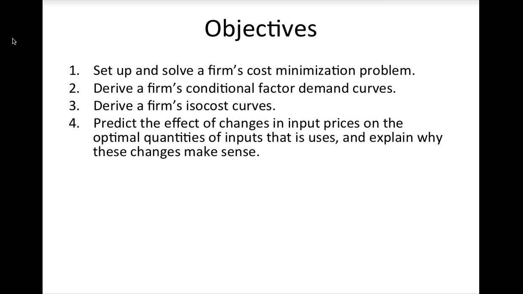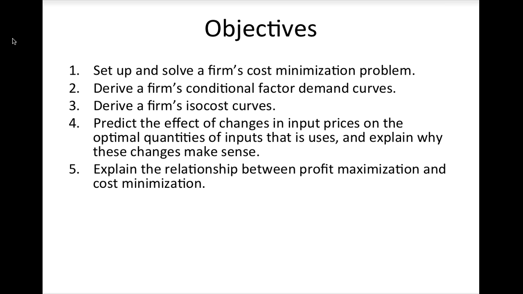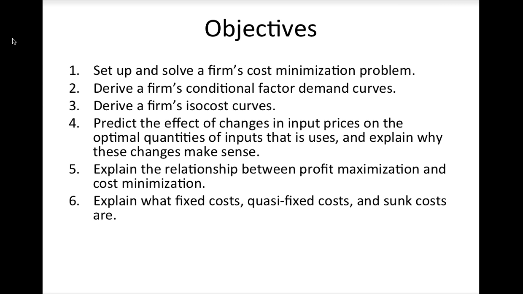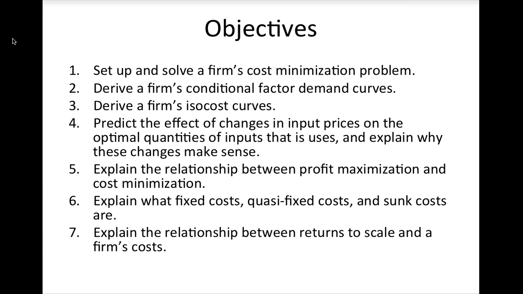After solving the firm's cost minimization problem, there are a number of predictions and explanations that you should be able to make. First, you should be able to predict the effect of changes in input prices on the optimal quantities of inputs that a firm will use and explain why these predicted changes make sense. In addition, you should be able to explain the relationship between profit maximization and cost minimization. Finally, you should be able to explain the differences between fixed costs, quasi-fixed costs, and sunk costs, and explain the relationship between returns to scale and a firm's costs.